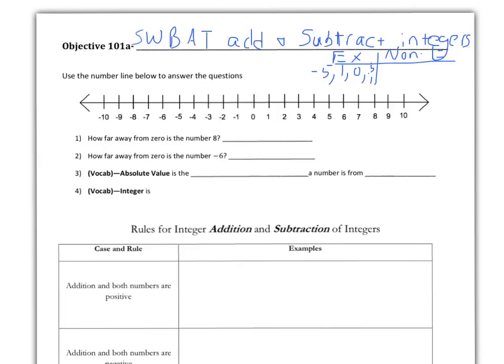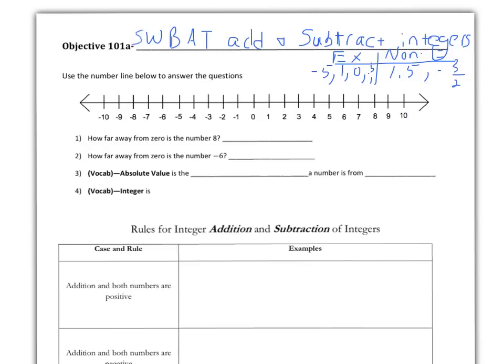Now some non-examples would be 1.5. Another one would be negative 3 over 2. 3 over 2, if you actually reduce it, will get you 1.5. So those are some non-examples of integers.